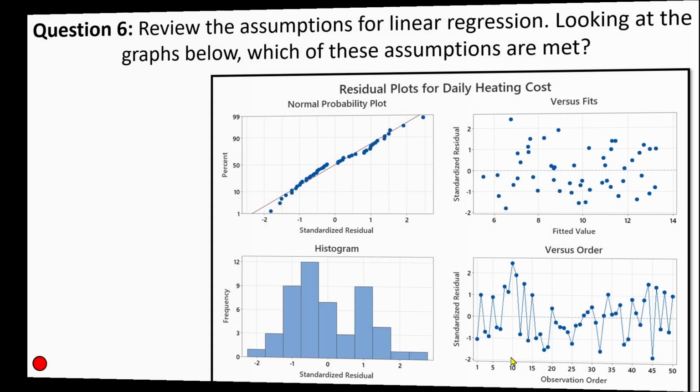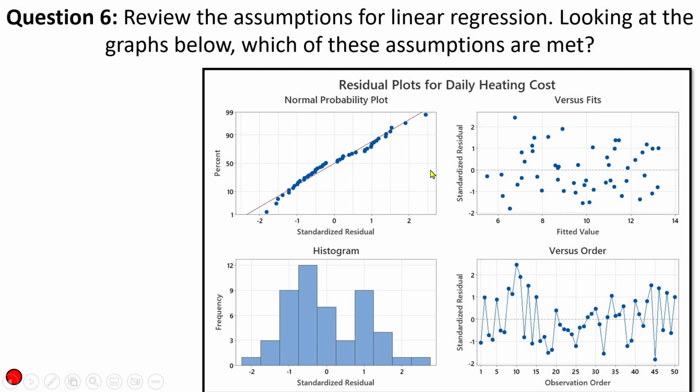Okay, so whatever. Here's what we need to look at. We need to look at the first two plots that you can see here. The first one is a normal probability plot. The second one shows you the standardized residual versus fitted values.